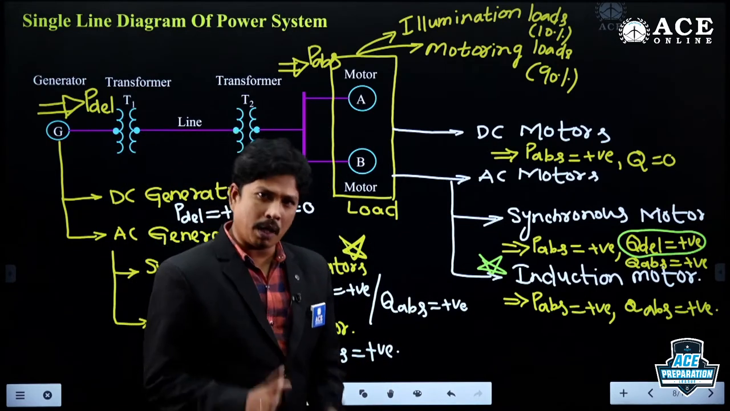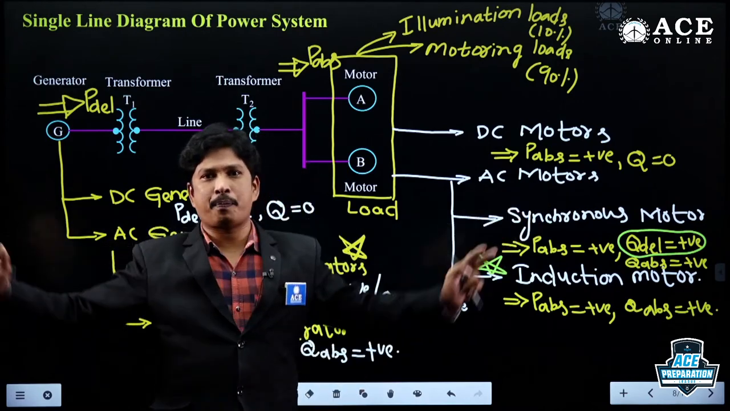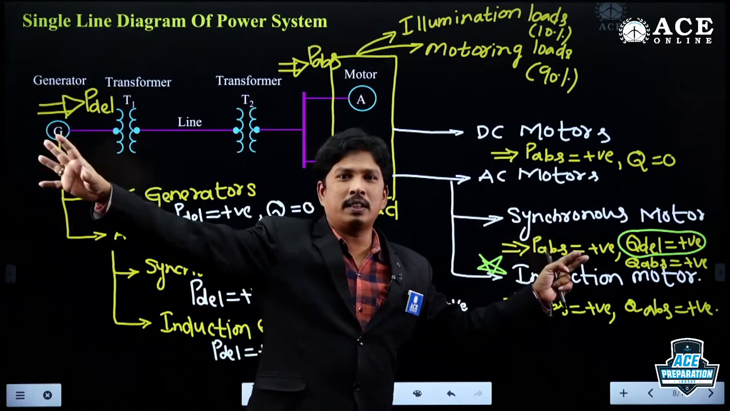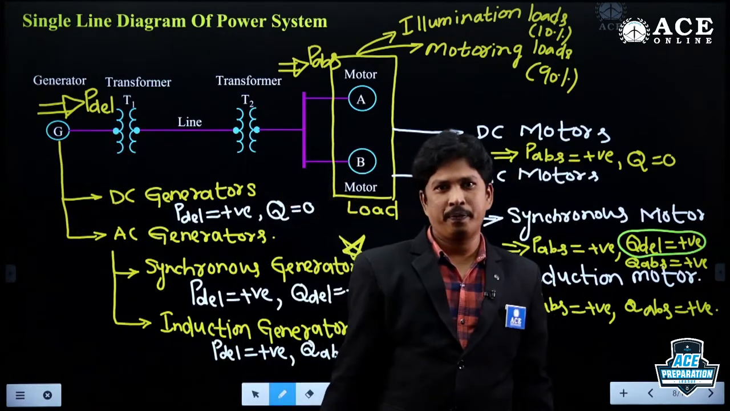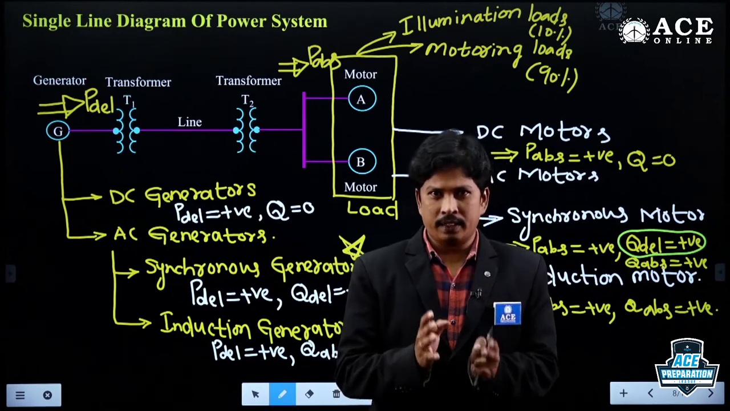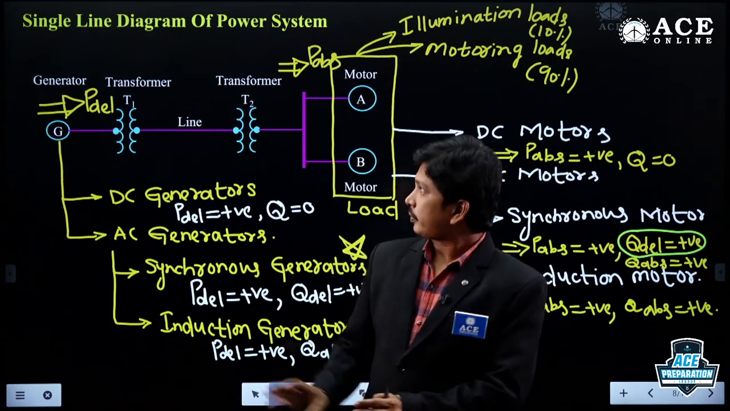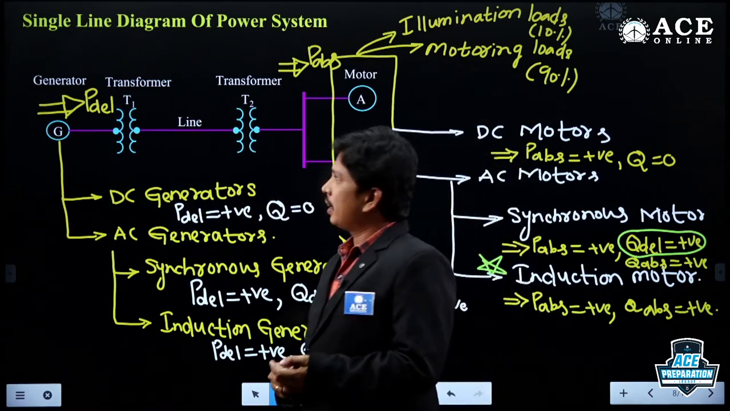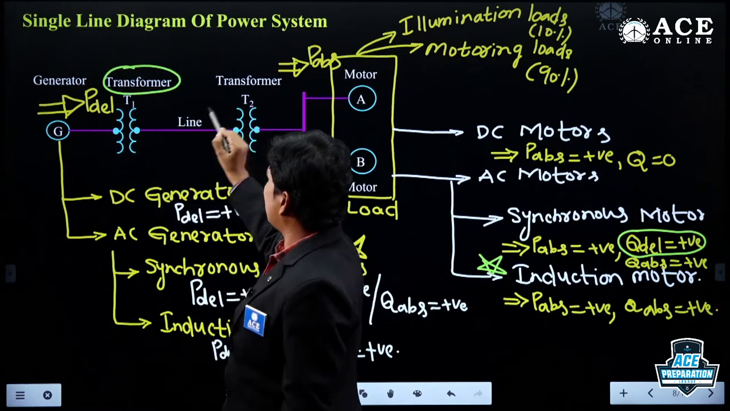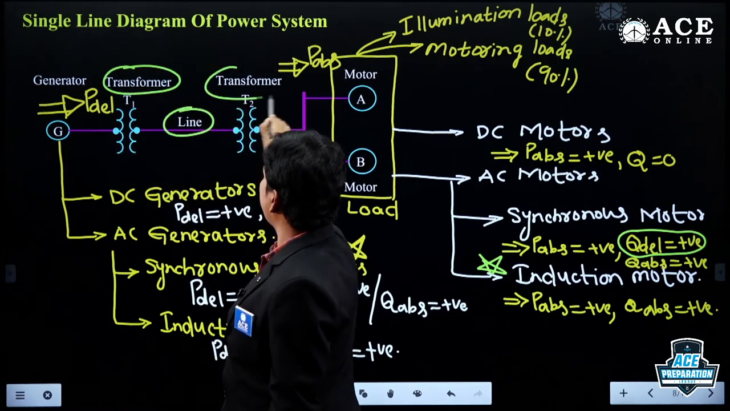So from now onwards, up to the end of power systems, starting is synchronous generator, ending is induction motor. Got it? These are the conclusions we are having. Now, coming to the single line diagram, we are having the transfer elements. What are those? Transformer and transmission lines.